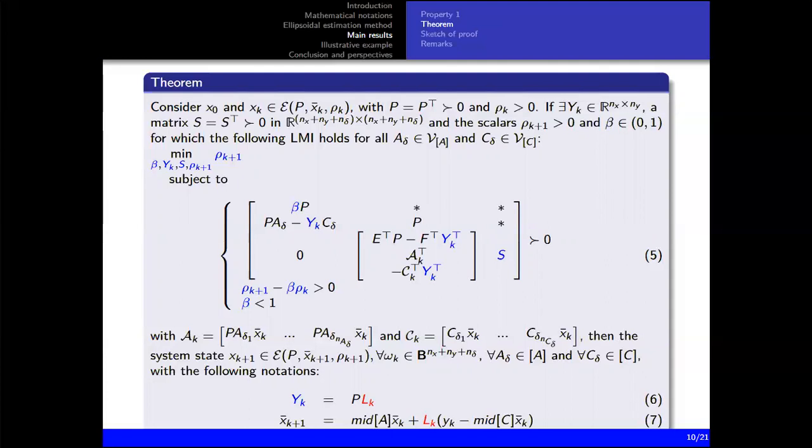Yk is equal to P lk. The center of the ellipsoid is given by equation 7. Here we used calligraphic Ak and calligraphic Ck to have compact expressions.